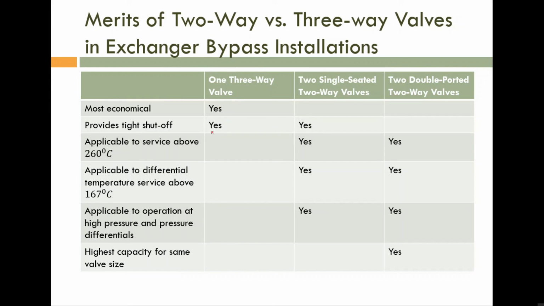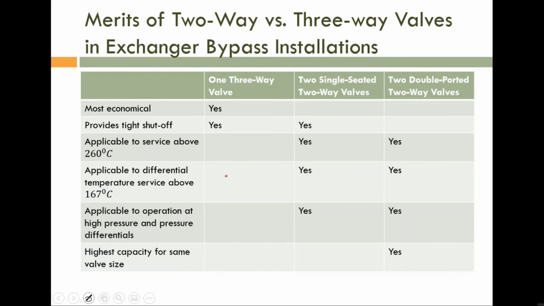Now what about the two single-seated valves, meaning we are using two-way valves, each valve with a single seat? Then what's the advantage? We can use this one if we need tight shutoff, or it is providing tight shutoff. And if the operating temperature is greater than 260 degrees, we can use this one. We cannot use the three-way valve. Or if the differential temperature is greater than 167 degrees, then we can use this one.